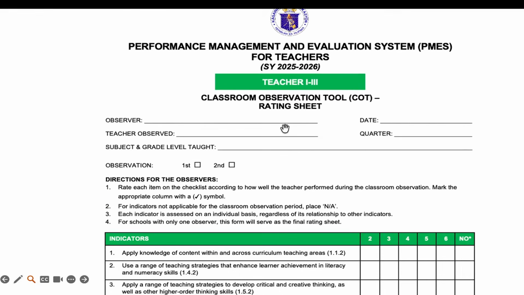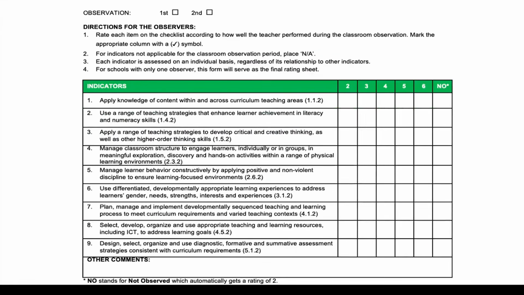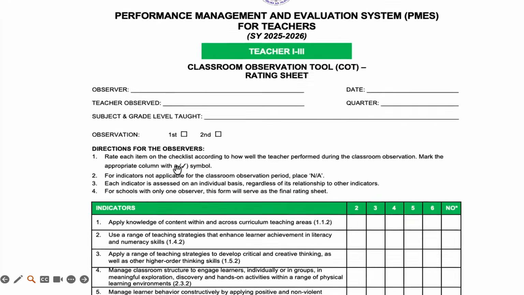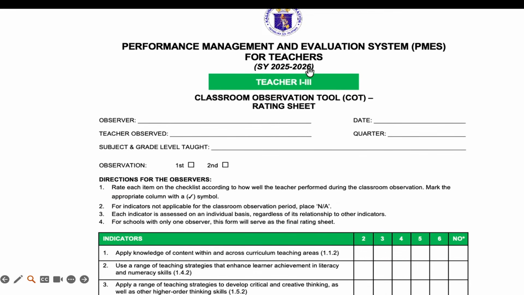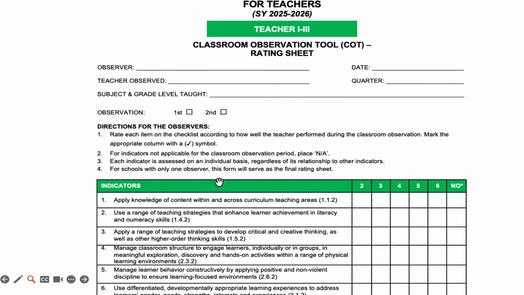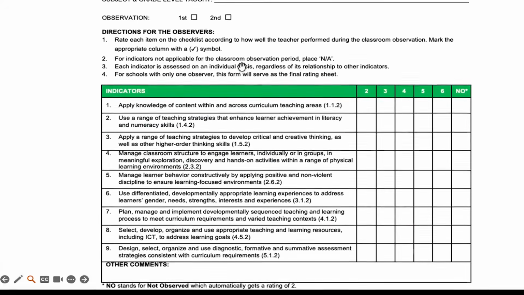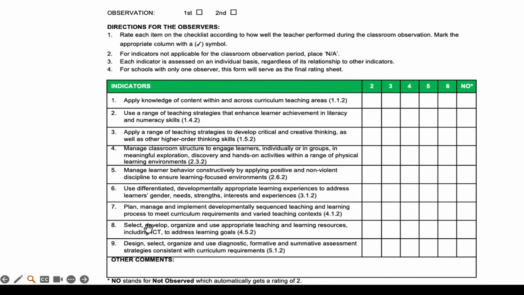Again, you can find this. There is a link in the Ed Memorandum 89, but just for you to take note. As you can see, this is for school year 2025-2026. Okay, then you have here observation are only twice this school year. So as you can see, first and then second, diba? Okay, because dalawa lang for this school year. And there are 9 classroom observable indicators. The other 5, because there are 14, the other 5 are non-classroom observable indicators.